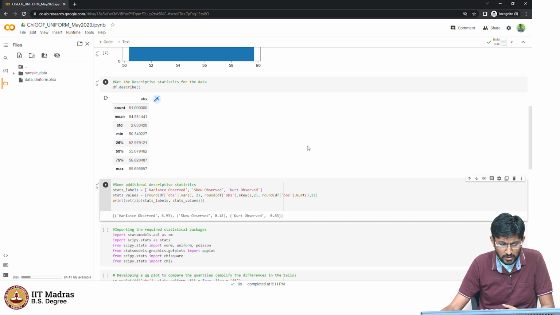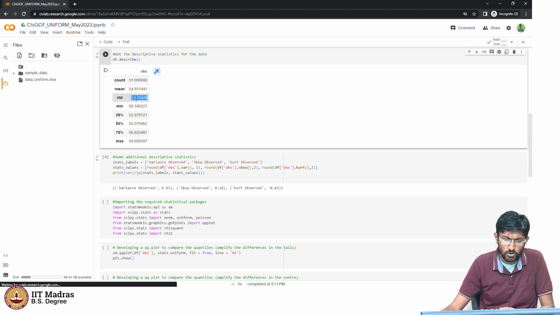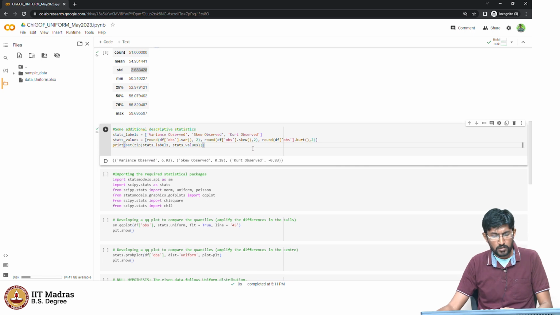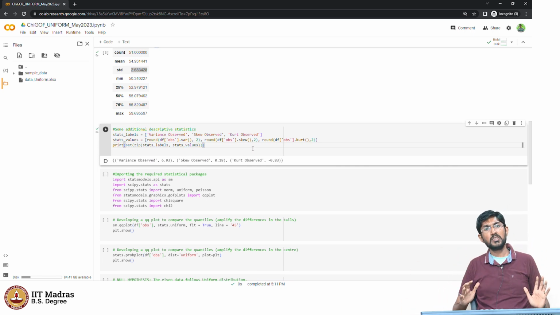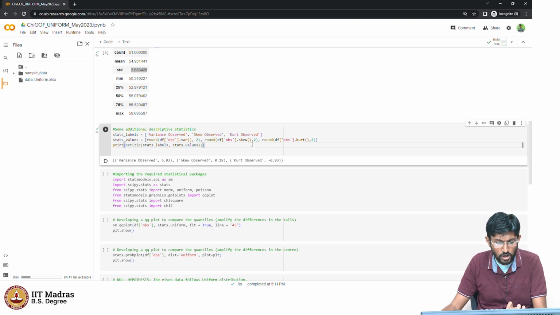Some people might be interested in the variance, the skew and the kurtosis. That also you can get. So the variance is going to be the square of your standard deviation, right? So now, having looked at this, we can say, okay, given all of these values, I will leave the interpretation of the skew and kurtosis to you.